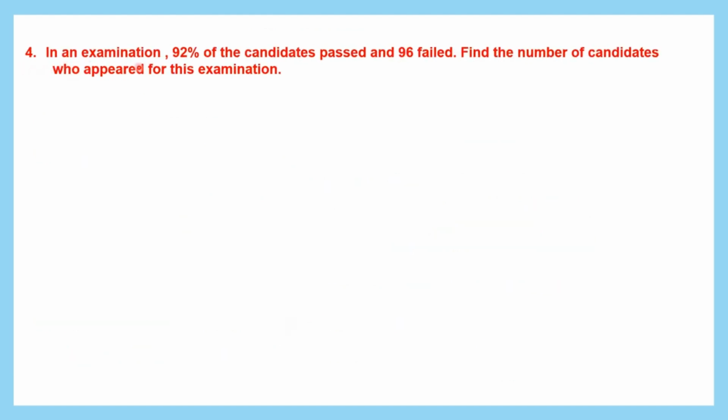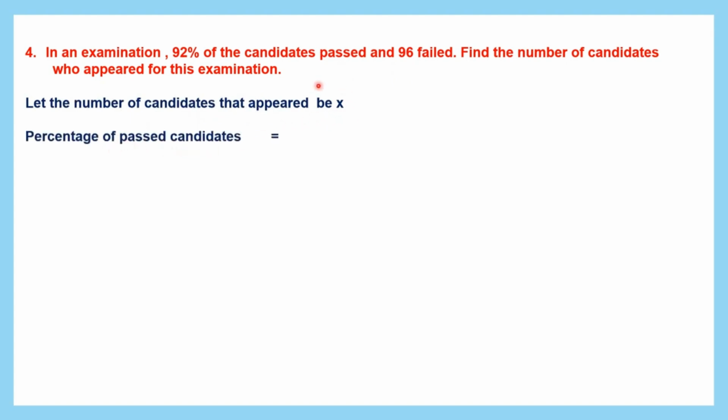Question 4. In an examination, 92% of the candidates passed and 96 students have failed. Find the number of candidates who appeared for the examination. So we have the percentage of students that passed and we have the number of students that failed. Now we have to find how many appeared for this exam. So we need to know this number and add it to this. Then we will know how many of the students appeared for this examination. So let the number of candidates that appeared be X. Since we don't know that, we're going to consider that to be X.